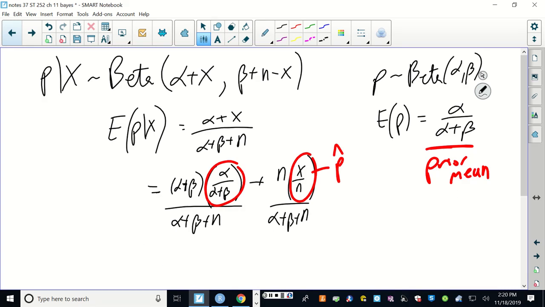What happens in these formulas as the sample size gets big? Well, if you divide both of these things by 1 over n, things like alpha plus beta over this essentially go to 0 as you get a large value of n. This, n over that, essentially goes to 1. And you're just left with p hat right there. So as the sample gets bigger, it dominates a single prior observation. It becomes much more like the likelihood.